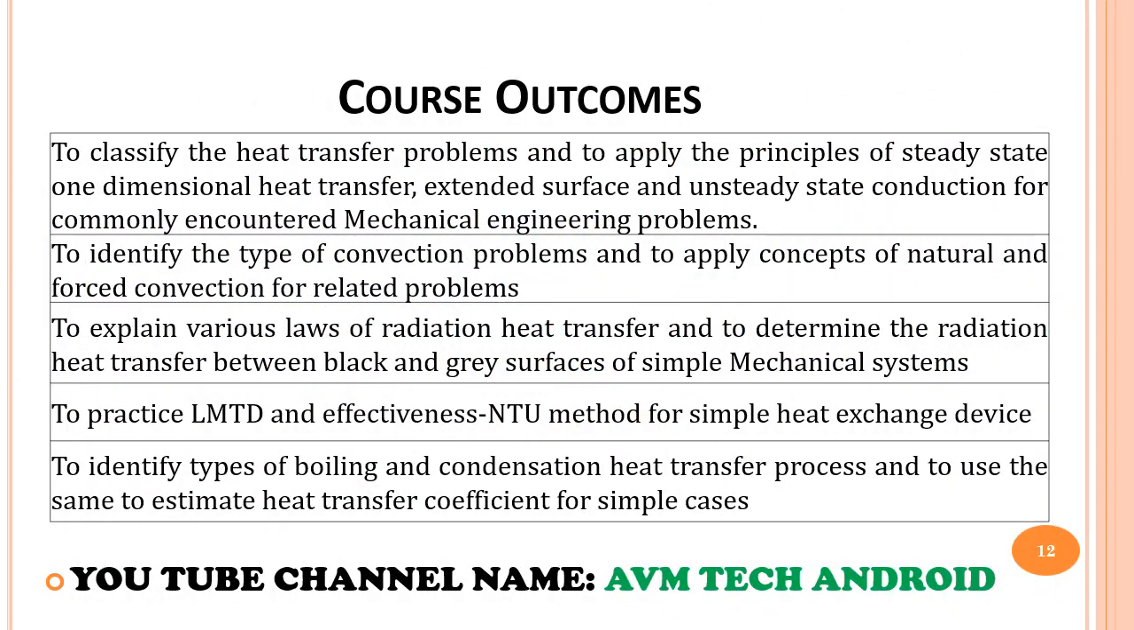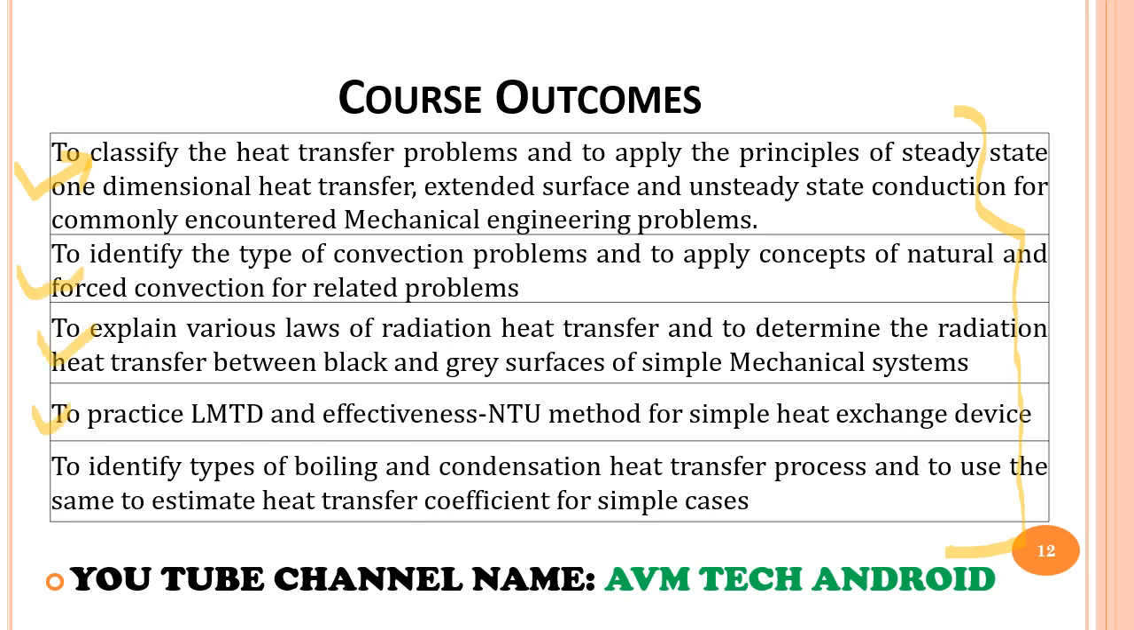So this slide indicates what you learn at the end of each chapter or at the end of this course. All these 5 are called COs, course outcomes. So at the end of this subject, students are able to do or able to understand the following objectives. So these 5 are COs.